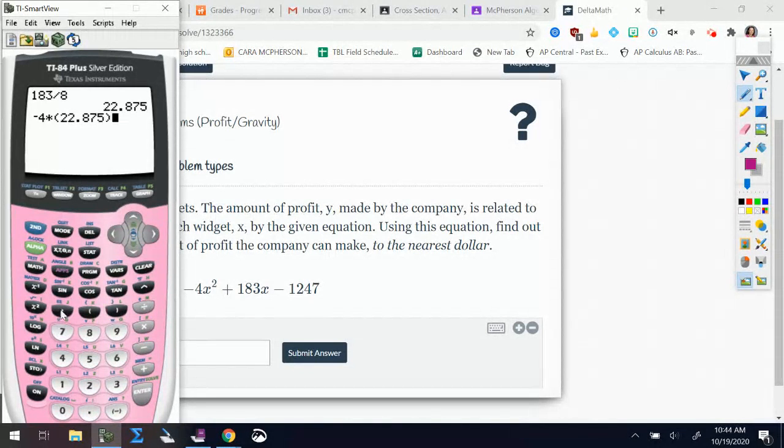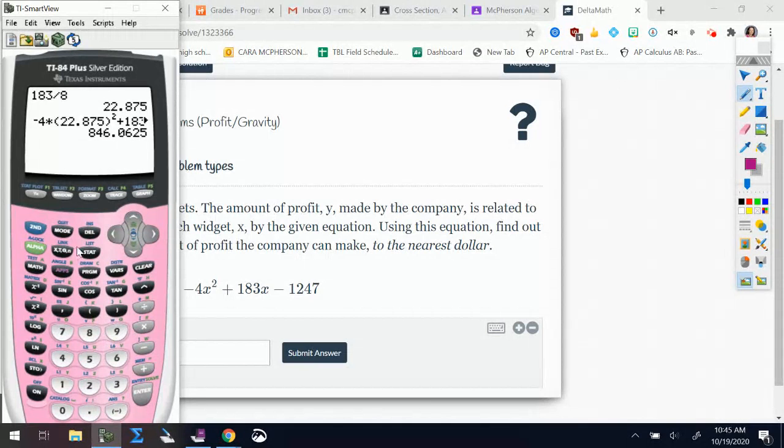22.875 and square it, and then plus 183 times the same number, 22.875, and then minus 1247. And what you'll have is that will be the y value of your vertex.